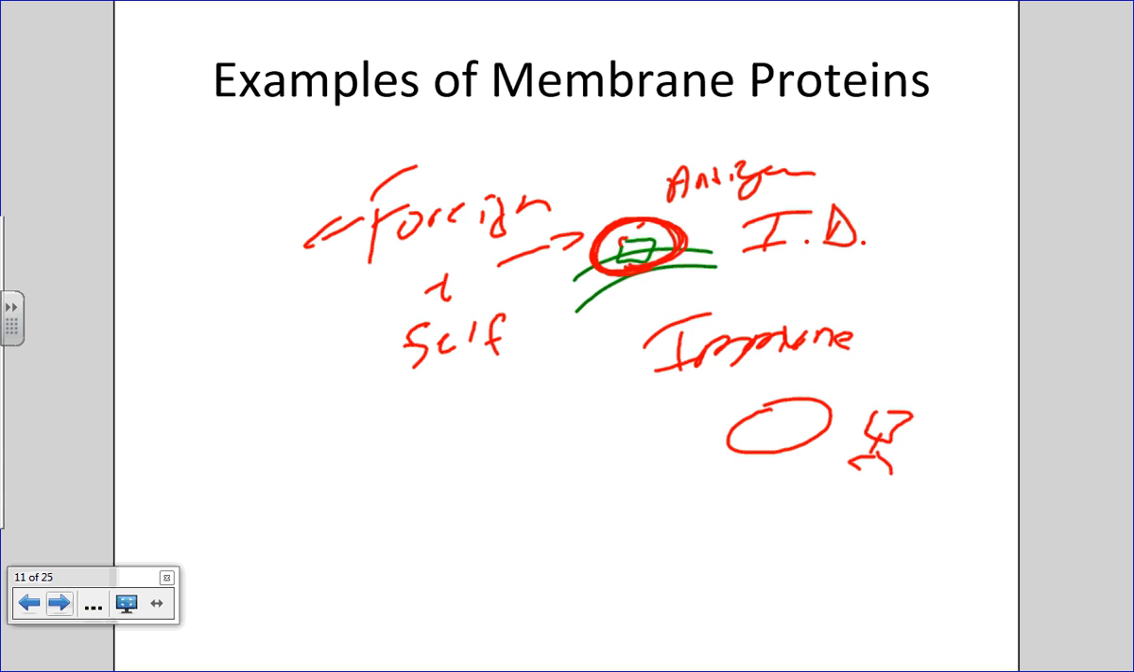So basically, we can take this definition of an antigen a step farther. We can say an antigen is a molecule that can elicit an immune response. Okay.